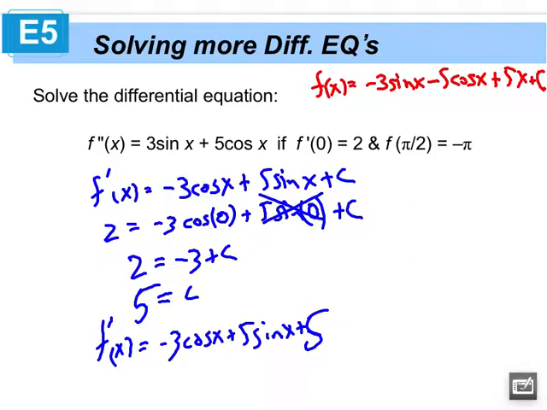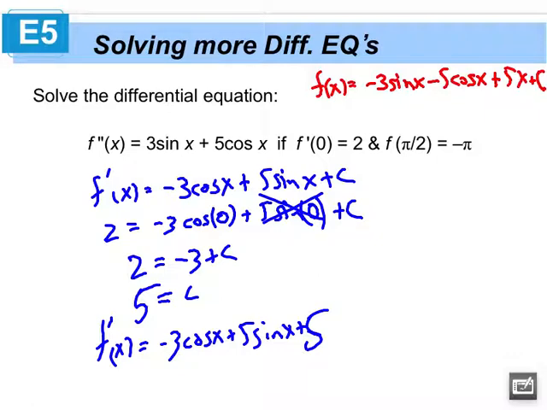Why is the sine x negative? Because it was already negative. But then why does it change when you go from sine to cosine? Because the antiderivative of sine becomes a negative cosine. The antiderivative of cosine is just sine of x, and I already had a negative 3 sitting there. If I take the antiderivative of sine of x, I get negative cosine x with a 5 sitting there. That's why that became negative. Okay. Now what, Casey?